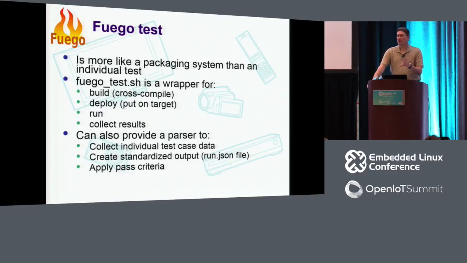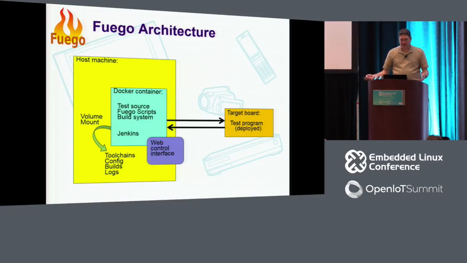The fuego_test.sh, which every test in Fuego has, is a wrapper for building, deploying, running, and collecting the results for a test. And then you can also provide a parser. So whatever weird output format that test has that you're trying to wrap, you can collect that information and put it into a standardized output format. We can apply pass criteria. Again, the pass criteria can be shared, the way to customize the tests can be shared, and that parser allows us to collect that individual test data. I'm not going to go into great detail. This is the architecture diagram.